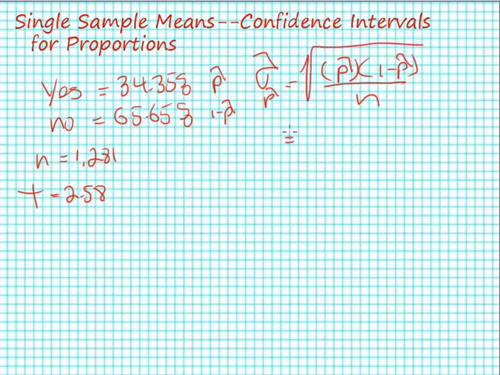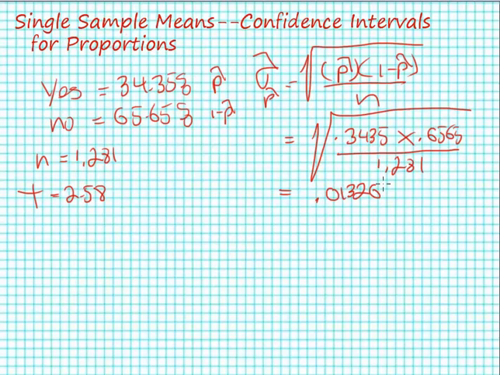And now I just plug in my numbers, 0.3435 times 0.6565 divided by 1,281, and we take the square root of that, and I get a standard error equal to 0.0132682. I now need to calculate my margin of error, which is going to be 2.58, my t-statistic, times this standard error.